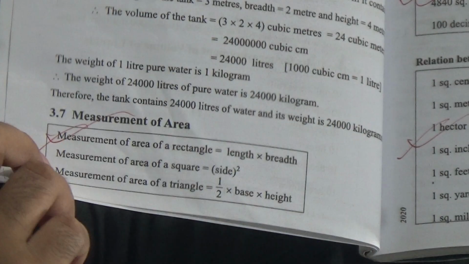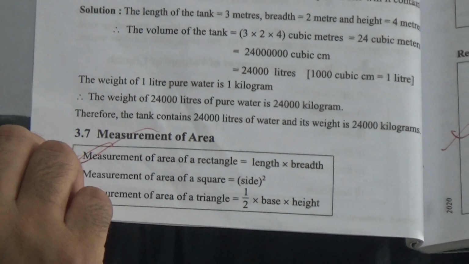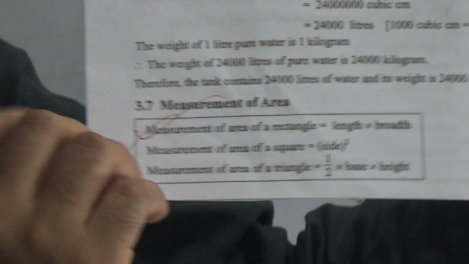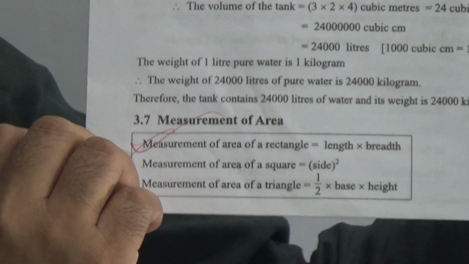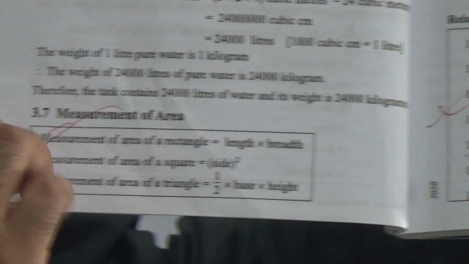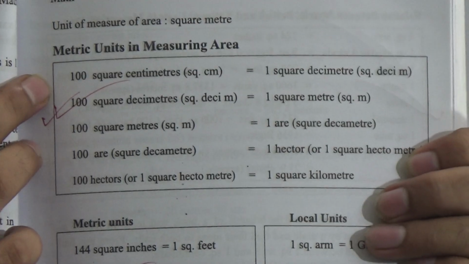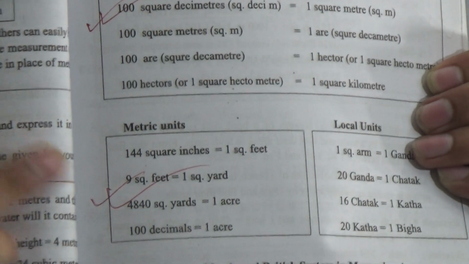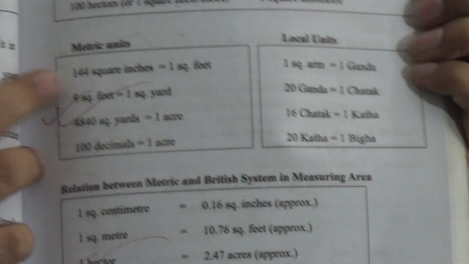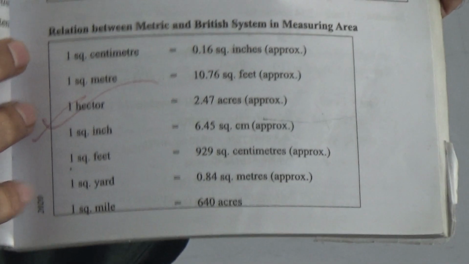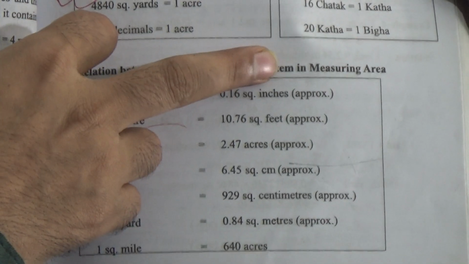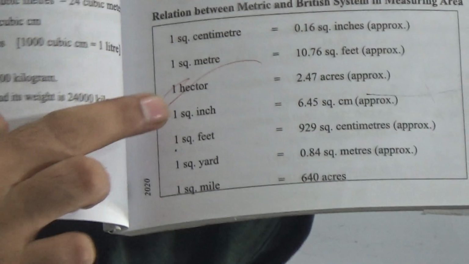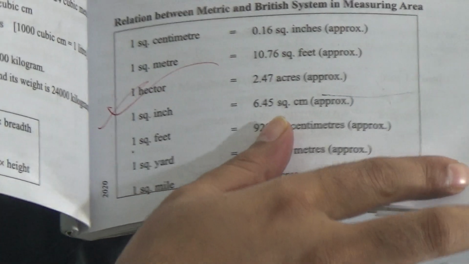Here is another table given, measurement of area. It means that three formulas are given here to measure the area. Then go to page 35, metric units in measuring area. In this table, metric units and local units are given here. You have to read this. Relation between metric and British system in measuring area. The relation between metric and British system is given here for area.